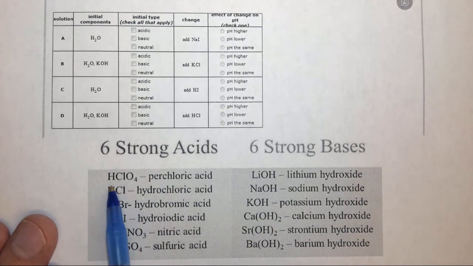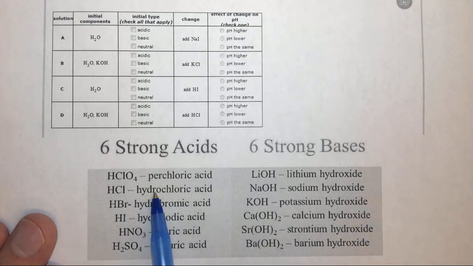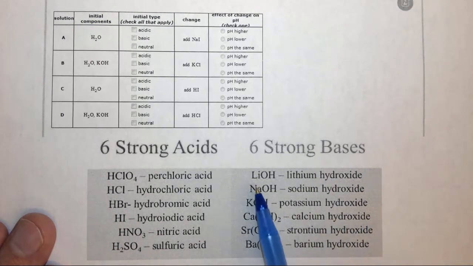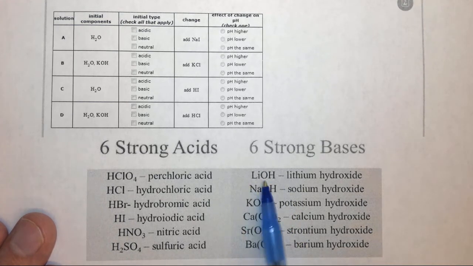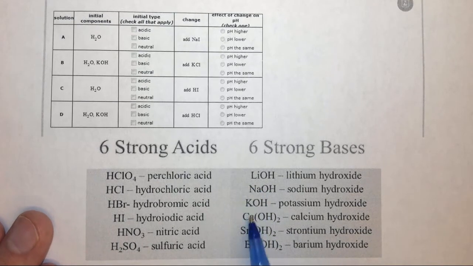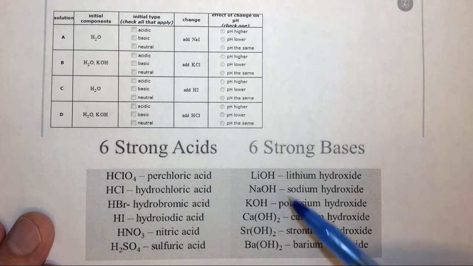So for your strong acids, we have HClO4 perchloric acid, hydrochloric acid, hydrobromic acid, hydroiodic acid, nitric acid, and sulfuric acid. For our strong bases, we have 1A metal hydroxides: lithium, sodium, and potassium. You would also have things like probably rubidium hydroxide and cesium hydroxide as strong bases as well. However, these would be very expensive and uncommon, so these are your common strong bases. Even lithium would be too expensive for us to use, for example, in a general chemistry lab. We would use sodium or potassium because they're cheaper and they essentially perform the same function.